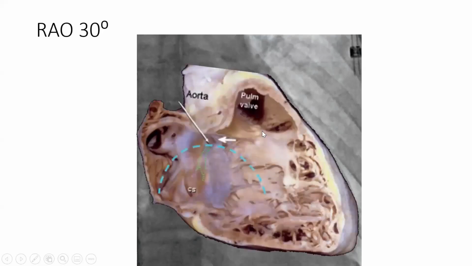So if we see the anatomy, here is the corresponding anatomy. This is the RVOT, ending with the pulmonary valve. This is anterior and this is posterior. This is the commonest site of PVCs.